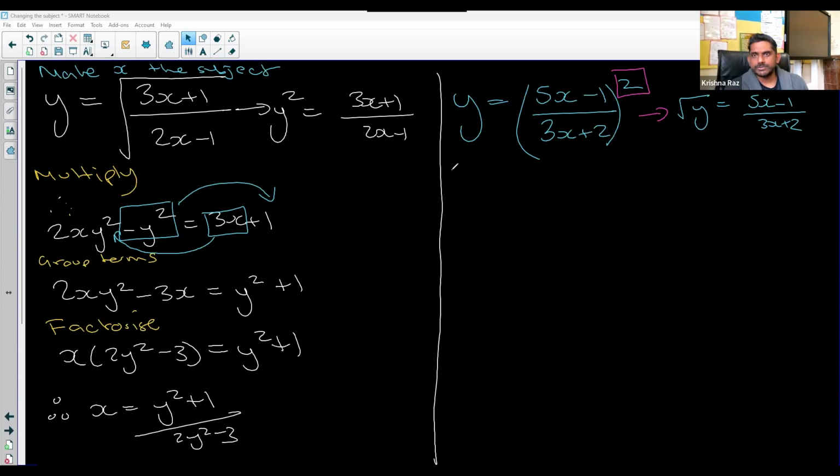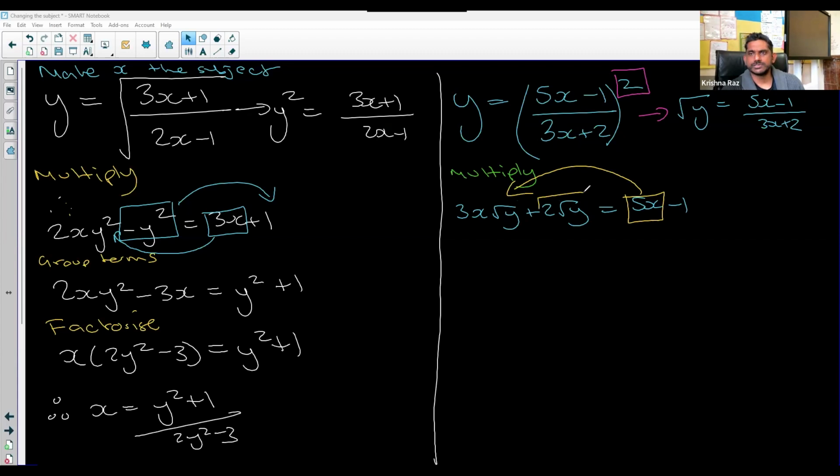We need to multiply. So that will give us 3x times the square root of y plus 2 times the square root of y equals 5x minus 1. Because we are making x the subject, we need to put the x's on the left-hand side, and anything else that doesn't have an x in it goes on the right. So that will give us 3x square root y minus 5x equals minus 2 square root y minus 1.